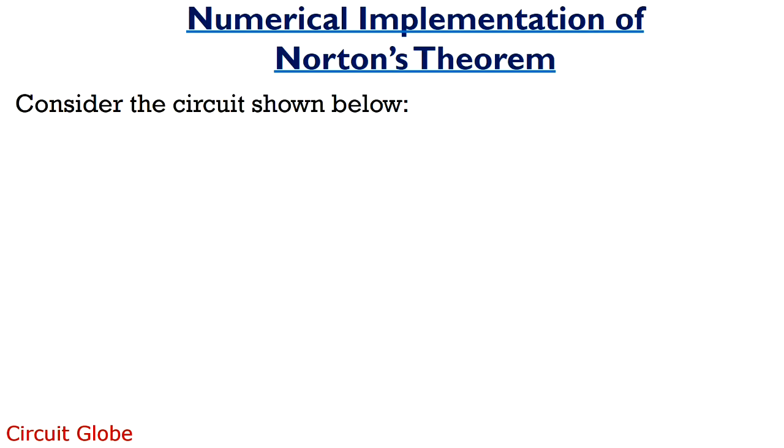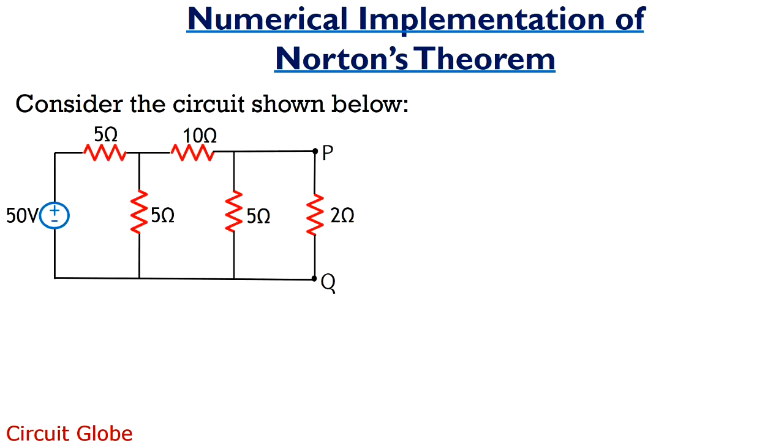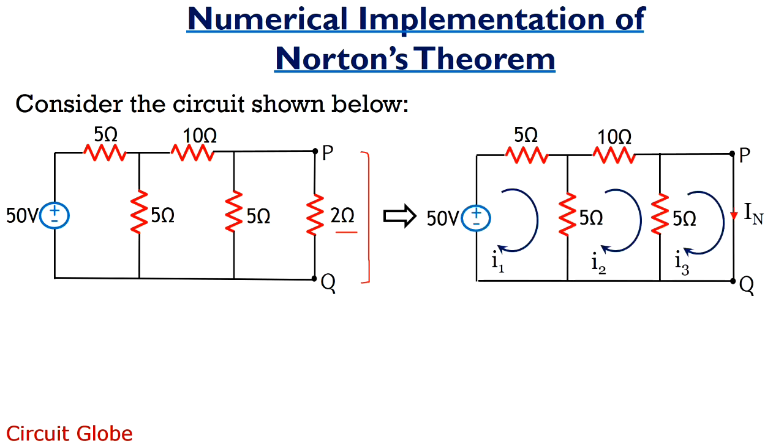Let's now see how this theorem is implemented on a complex network circuit. For this, consider the circuit shown here. As we have discussed, the first step is the identification of load resistance, and as we have to determine the current flowing through this PQ branch, the 2 ohm resistance will be our load resistance. According to the second step, this load resistance must be replaced by a short-circuited branch. So our resultant circuit will be like this. As you can see clearly, this 2 ohm resistance branch is short circuited now.